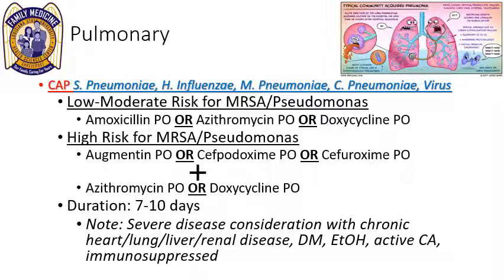And so what do you do to treat this? Well, doxy, zithro, or amoxicillin, low gun, probably resistant gun, and then this is our most effective gun now. Now, if you have a high risk for MRSA or Pseudomonas, it's going to be Augmentin and then one of our cephalosporins, or one of our cephalosporins plus azithromycin or doxy, and that's going to be for 7 to 10 days. Now, if they have severe comorbidities, diabetes, alcohol use, active cancer, immunosuppressed, then we probably need to consider bringing them in for severe disease consideration and IV antibiotics.